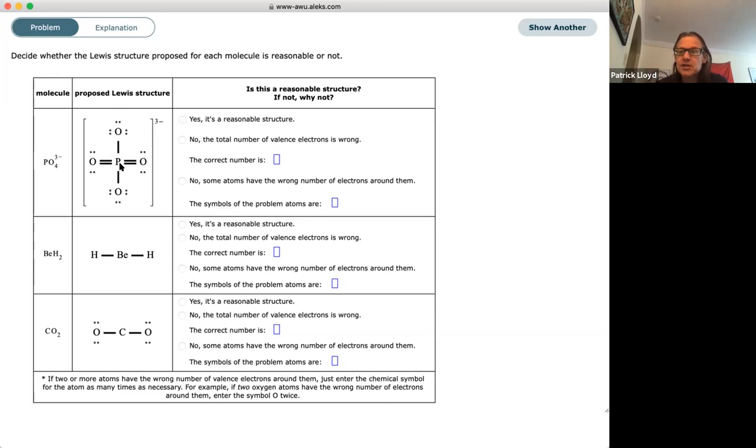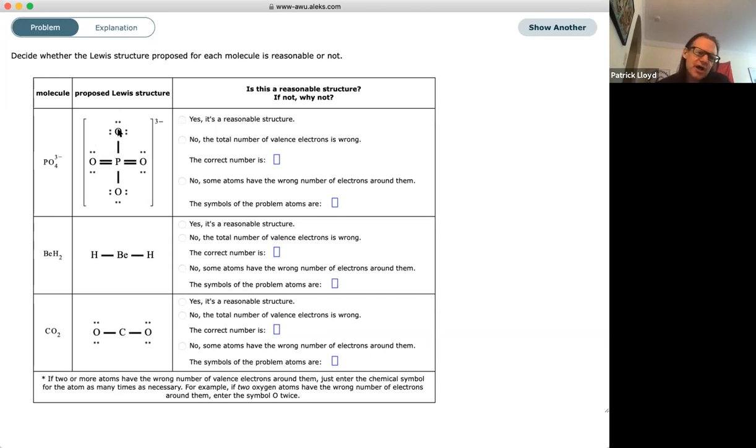Okay. In American football, you count by 7s. Sometimes you count by 6s, but usually you count by 7s. In Lewis structures, you tend to count by 8s, 6s and 8s. Okay. So we got 8 electrons around each oxygen, so that adds up to 32. So we got the correct number of electrons.